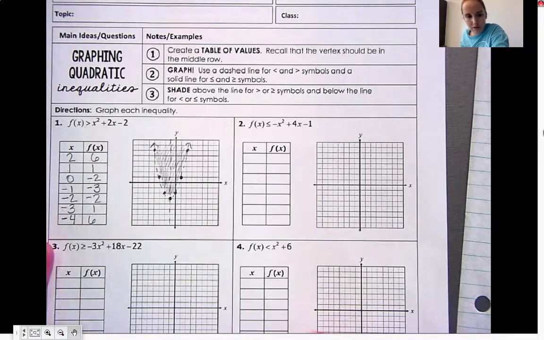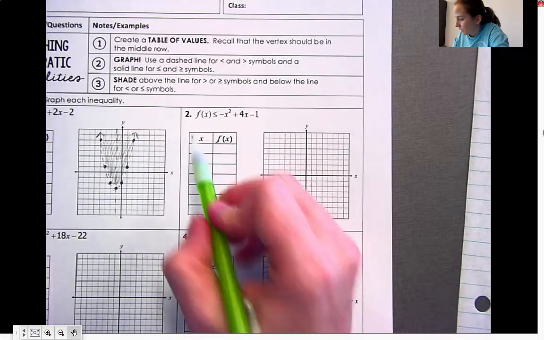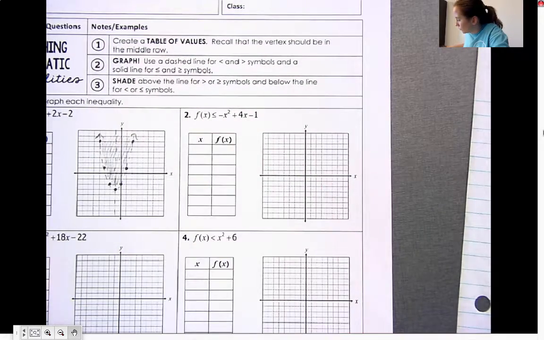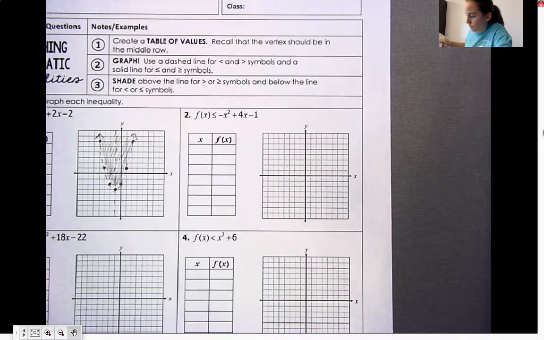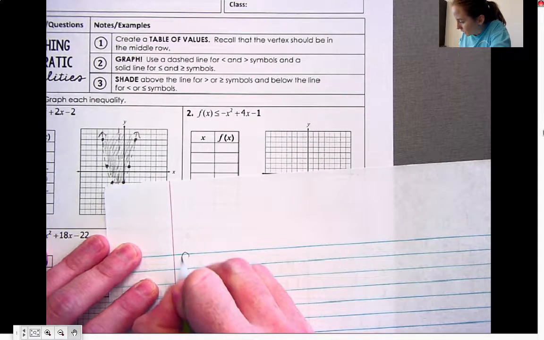Okay, let's try the next one. F of x is less than or equal to negative x squared plus 4x minus 1. I'm going to write that down.